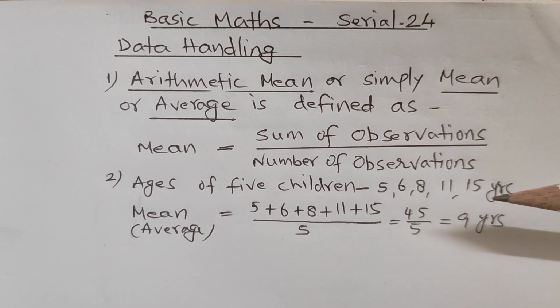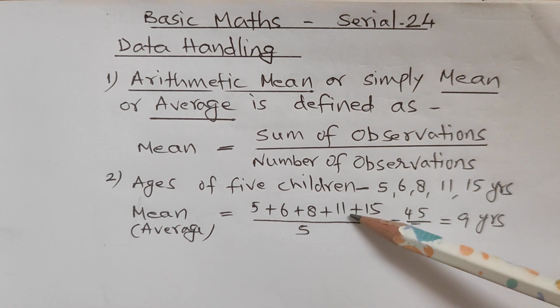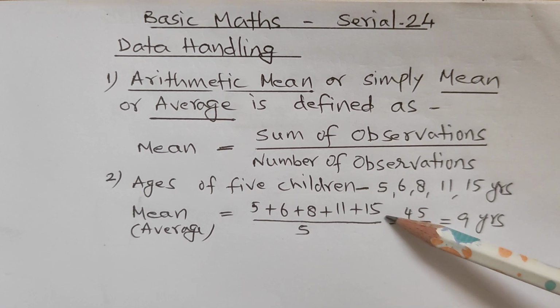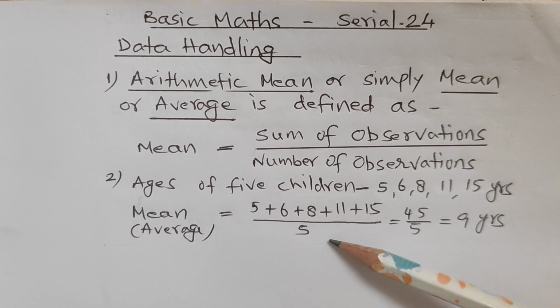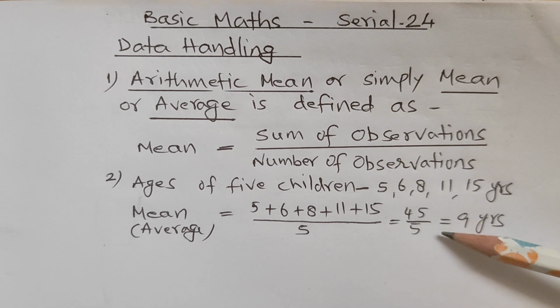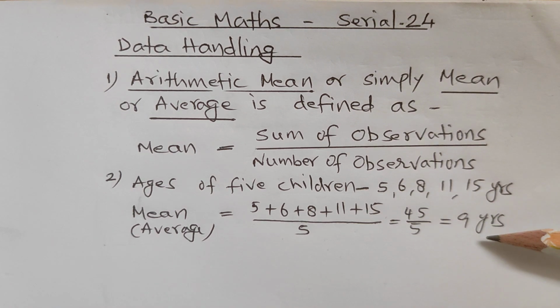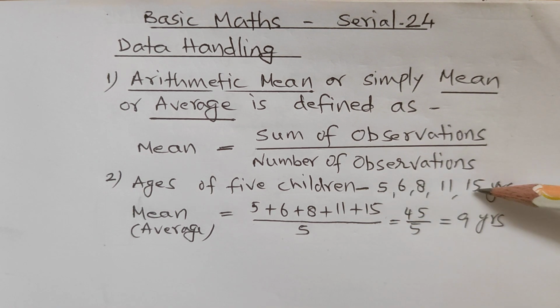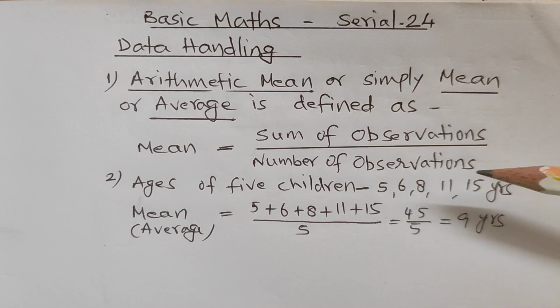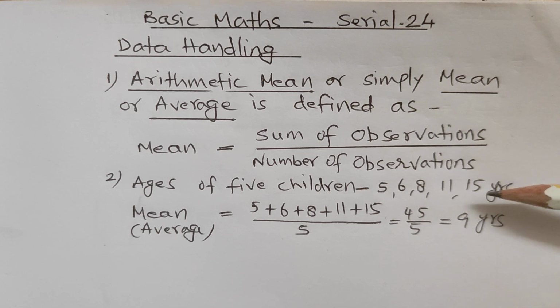Ages of 5 children are 5, 6, 8, 11 and 15 years. Now mean will be equal to the sum of their ages, written over here, and the number of children is 5. So 45 by 5 equals 9 years. So the mean or the average of their ages is 9 years. You can see that this 9 is somewhere in the middle of 5 and 15. 5 is the lowest age and 15 is the highest age, and 9, which is the mean, is lying somewhere in between.